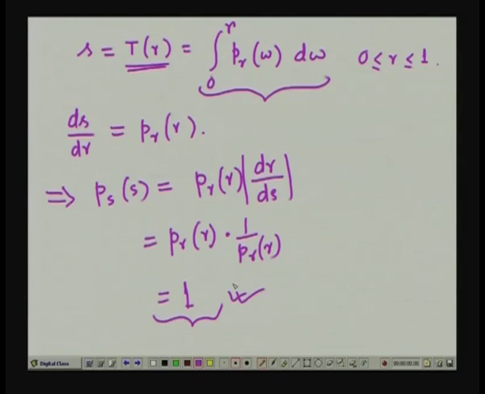Now, what we have discussed till now is valid for the continuous domain, but the images that we are going to consider are all discrete images. So, we must have a discrete formulation of whatever derivation that we have done till now. So, now let us see how we can have a discrete formulation of these derivations.